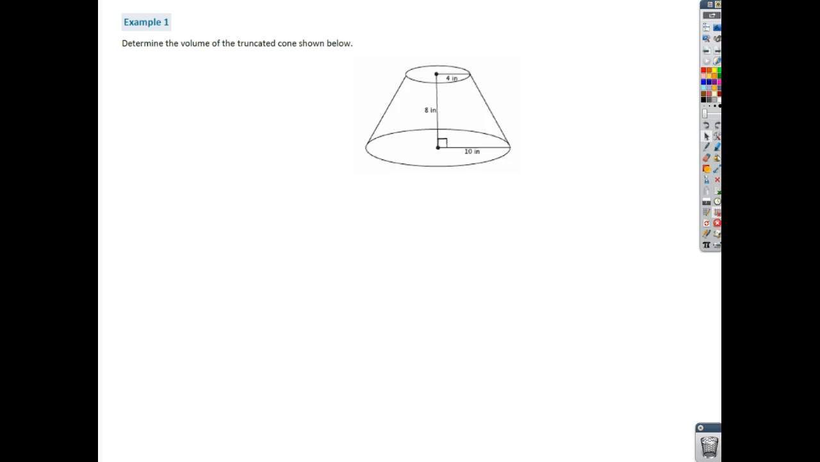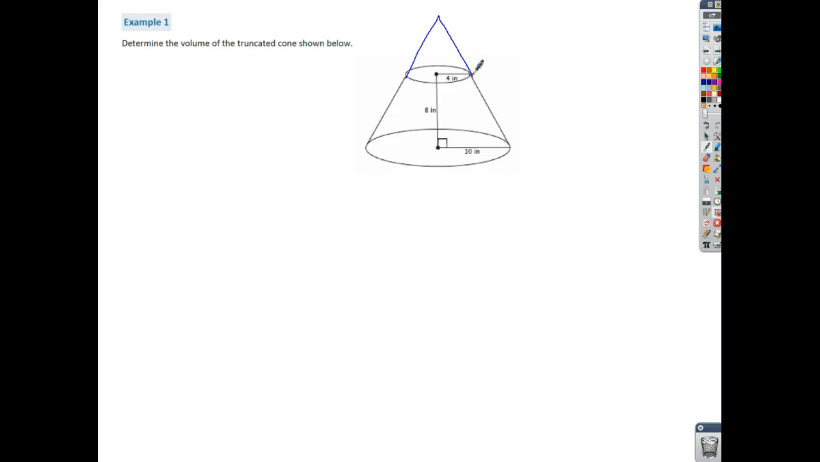All right, let's talk about the truncated cone. Here's what we need to do. We've got this cone, it's got the top of it cut off, okay? So what we need to do is imagine that we've reattached the top of this cone, okay?